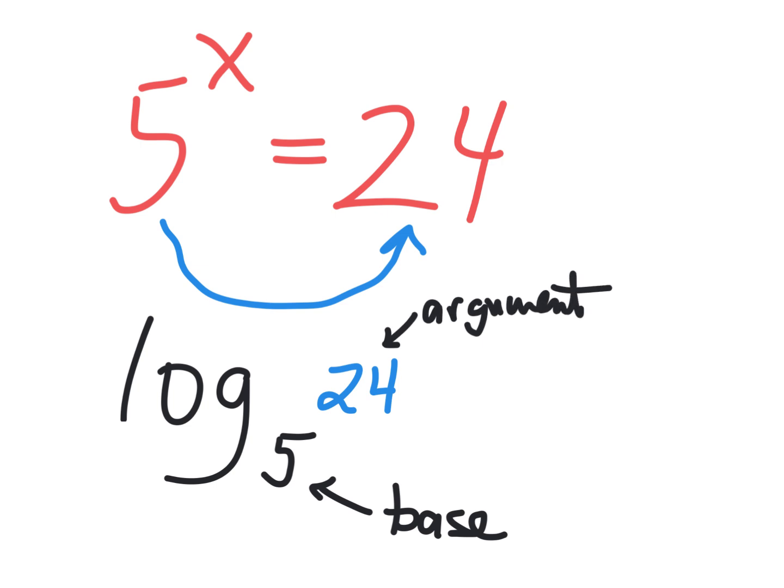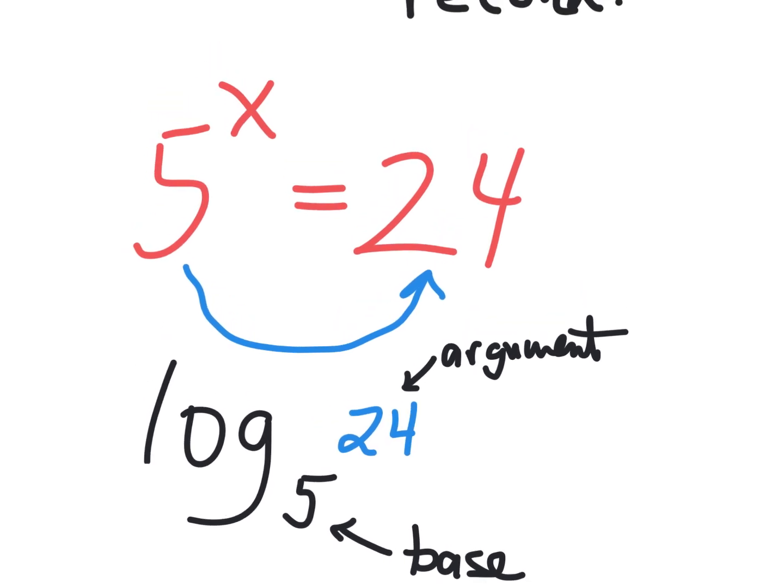Log base 5 of 24, and then remember me calling it the circle of logs? It's because it comes around and hits that, and that's what brings it full circle. And then what do I write? I write equals x. See how it's now solved for x? X is alone, and x is equal to log base 5 of 24.